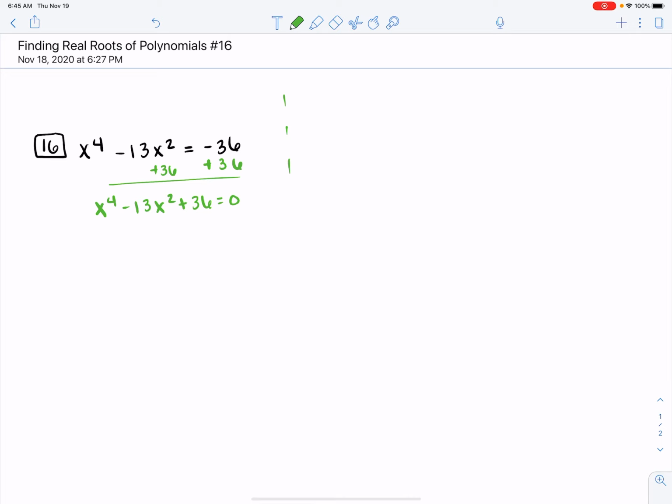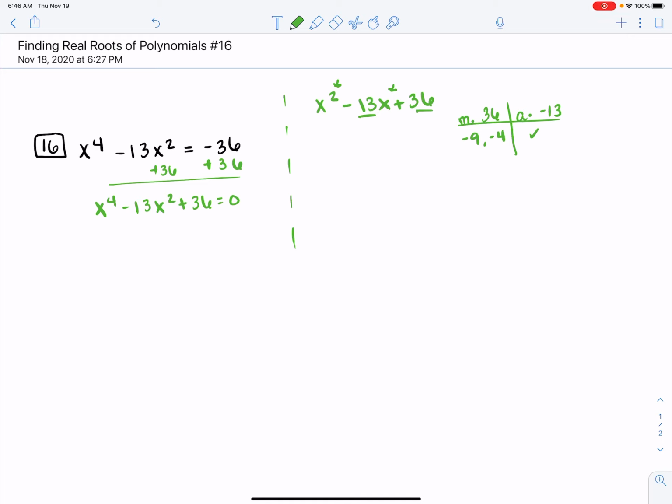I'm going to pretend for just a second that instead of x to the fourth and x squared, this was x squared minus 13x plus 36. So the numbers are still the same, but I changed the exponents on the x's just to make it look familiar to something I've done before. So now we can create a multiply add chart. I need 2 numbers that will multiply to a times c, 36, and add to b, negative 13. Well, I know that negative 9 and negative 4 would multiply to positive 36 and add to negative 13. So those numbers work.